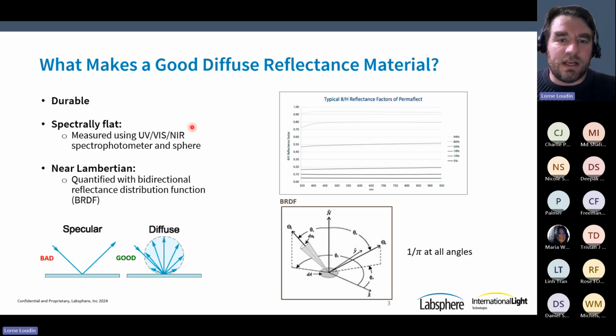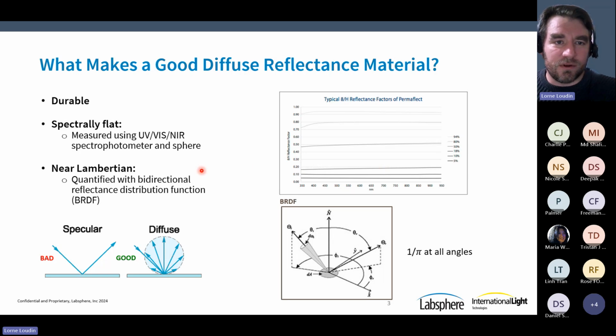The second thing on the list is that the material have a spectrally flat reflectance, okay? And this is important because we really want to be able to assess across a wavelength range. Certainly some applications only require one wavelength range, but we do want a spectrally flat surface, especially if we are working in the broadband regions.